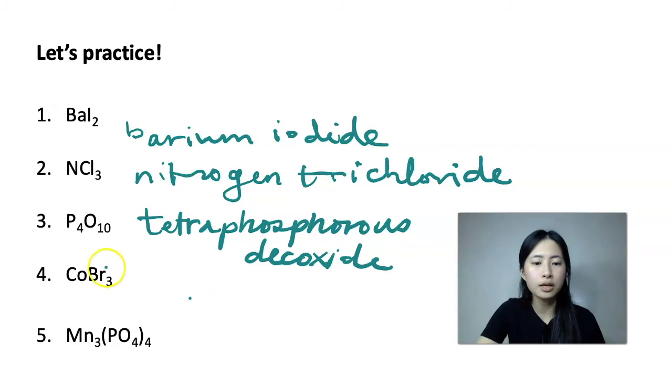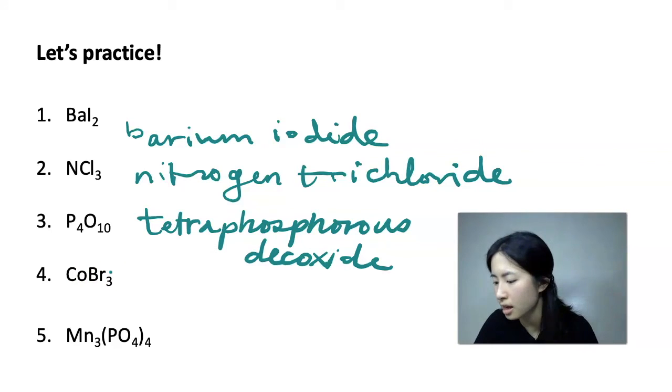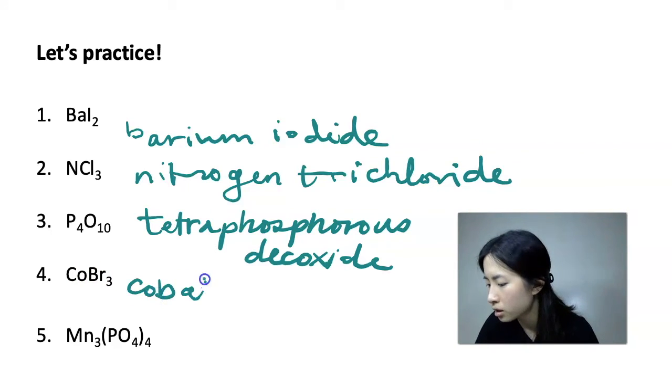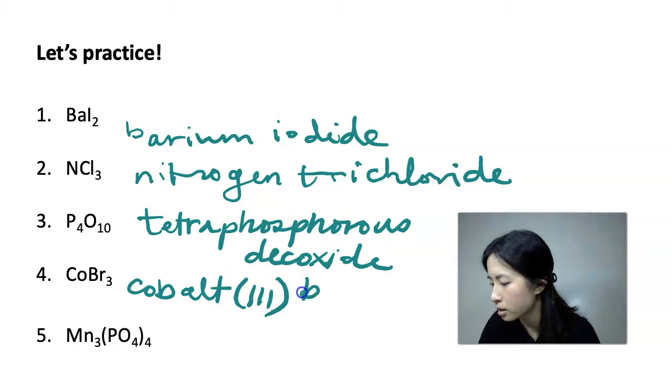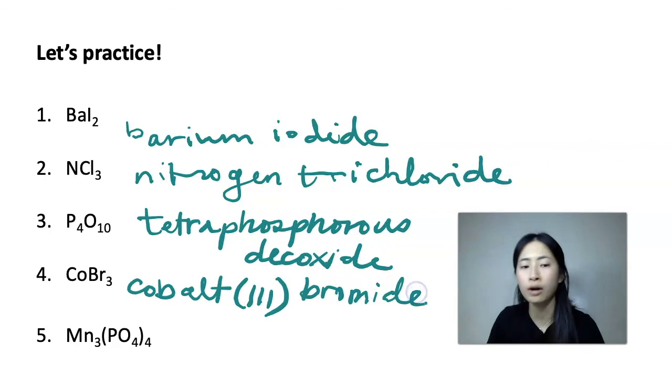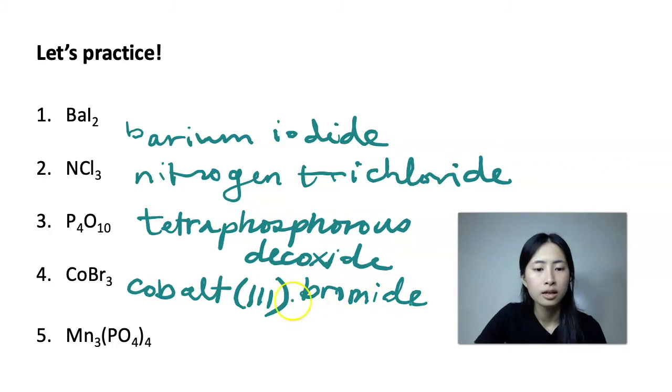Now moving on to CoBr3, we know that this is an ionic compound such that cobalt is +3 and bromine is -1 as a result of crossing over your oxidation numbers. Therefore, we say that this is cobalt(III) bromide, keeping the suffix -ide since it's an ionic compound and it's multivalent. Alternatively, we can also say that this is cobaltic bromide.